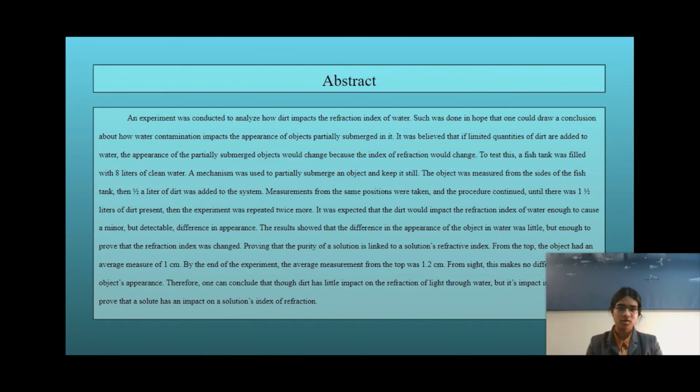While there were some errors, this experiment does lead to some further questions in the topic. For example, how do different colors of light refract through different solutions? Moreover, how do the different components of soil or the different minerals dissolve in water and impact the refraction index of the resulting solution?